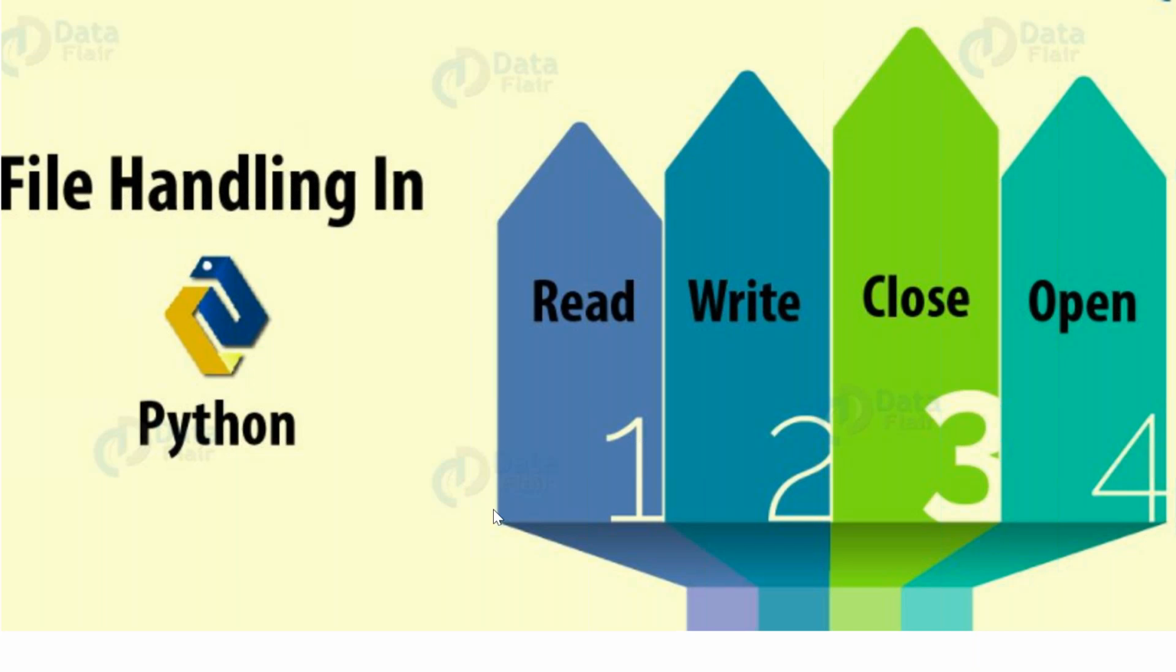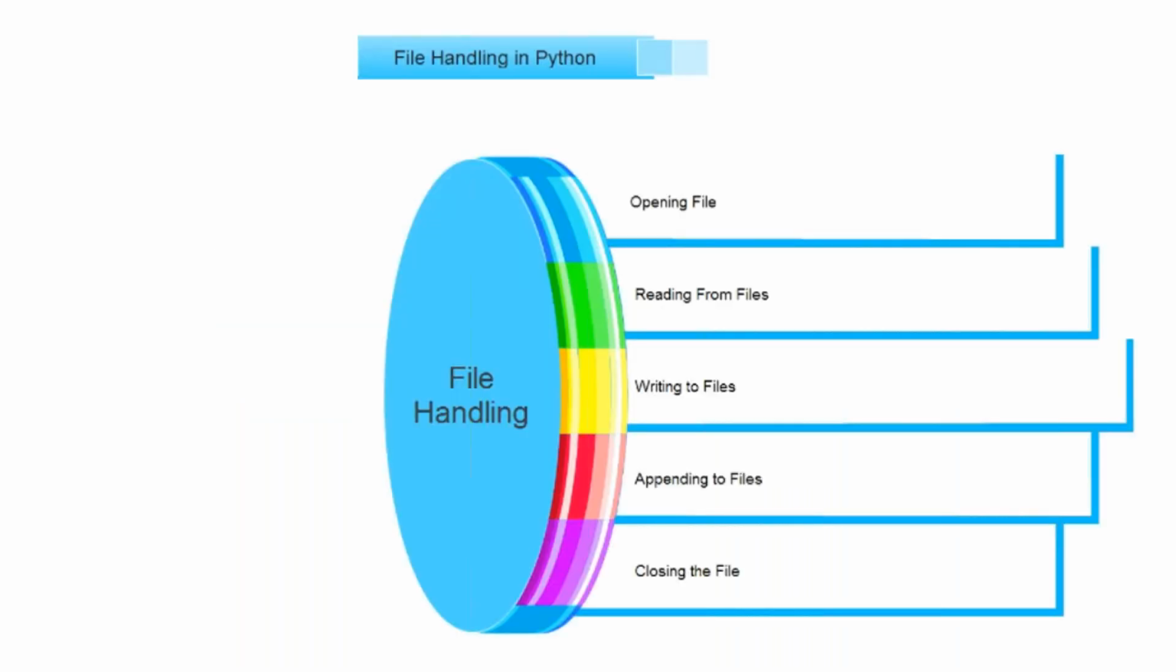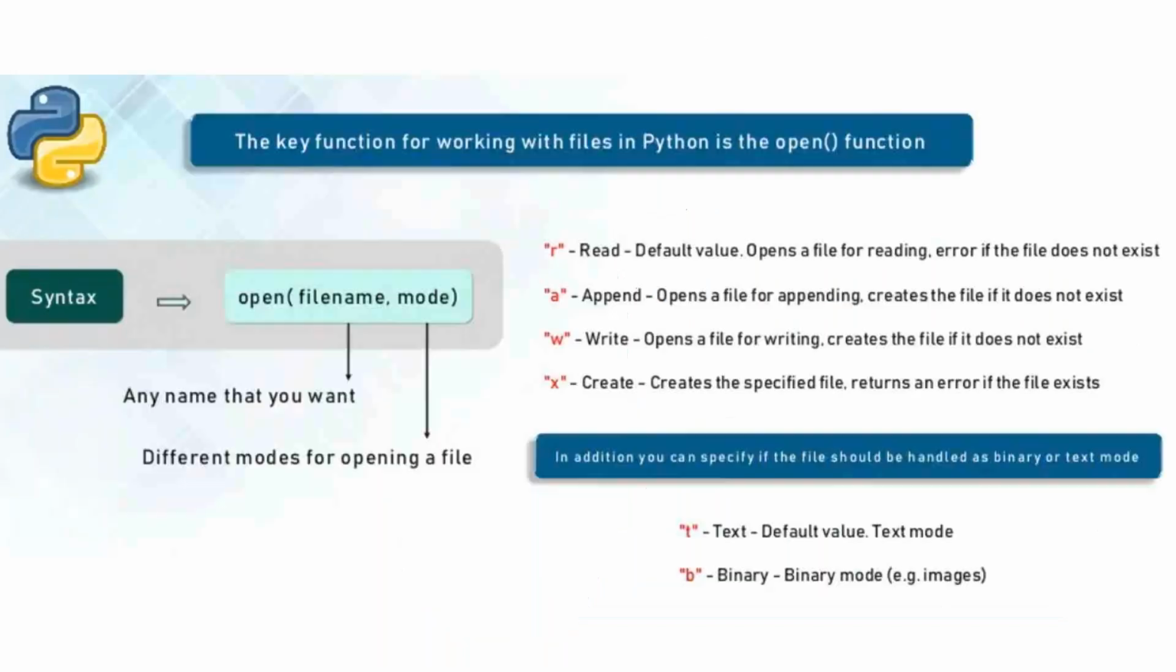If you want to open a file, process the data, and close the file, these are the things which you should do. Whenever you do some editing, you should open, process the data, and close the file. This is the flow. So opening a file, reading from the files, writing to the files, appending to the files, and closing the files. These are the 5 things which we do as part of file handling. Now the question is, how do we open it? Look at this. This is a very important slide for all of you. How do you open it?